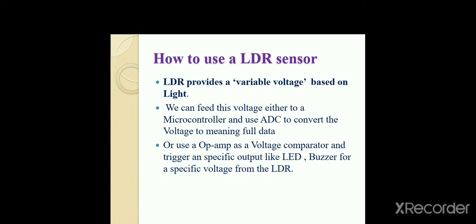Okay, now how to use the LDR as a sensor? We have seen the LDR provides a variable voltage based on the light. Again, we can further give this voltage to microcontrollers or ADCs to convert the voltage from analog to digital, or we can use it with an operational amplifier as a voltage comparator, or to trigger specific outputs like LEDs, buzzers, etc. for a specific voltage from the LDR.